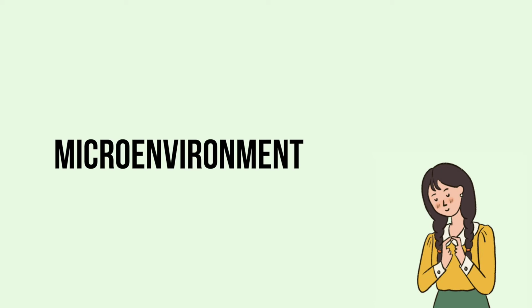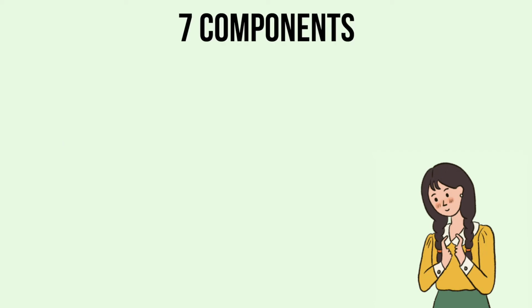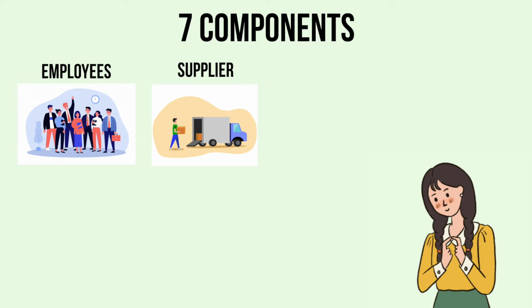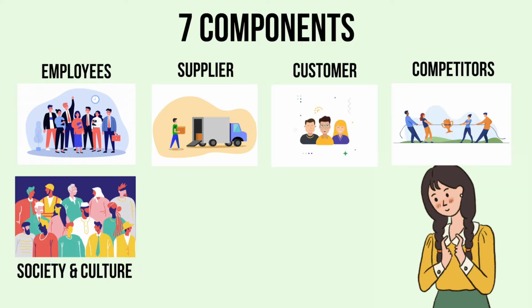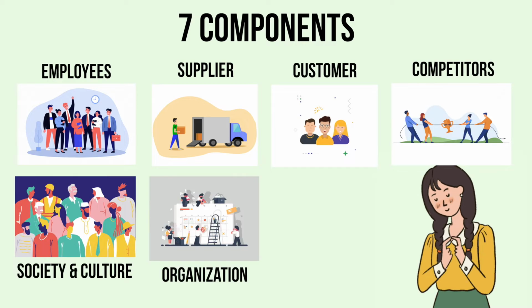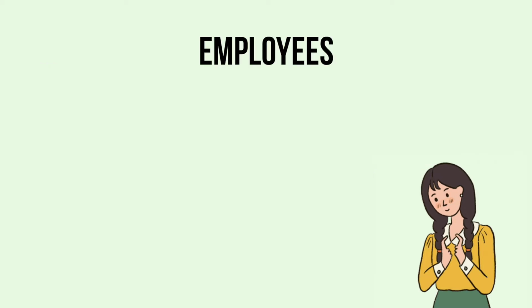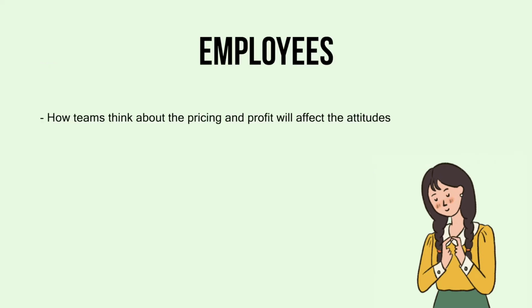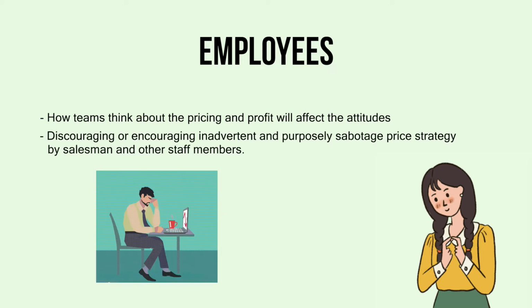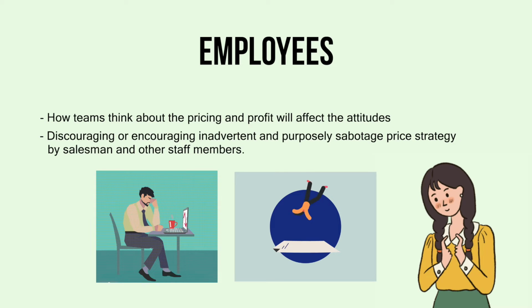Let's look into microenvironment first. There are 7 components in there, which are employees, supplier, customer, competitors, society and culture, organizations and relationship. Employees: how the team thinks about the pricing, and profit will dramatically affect their attitudes and conduct, discouraging or encouraging inadvertent and purposeful sabotage of their price strategy by salesmen and other staff members.